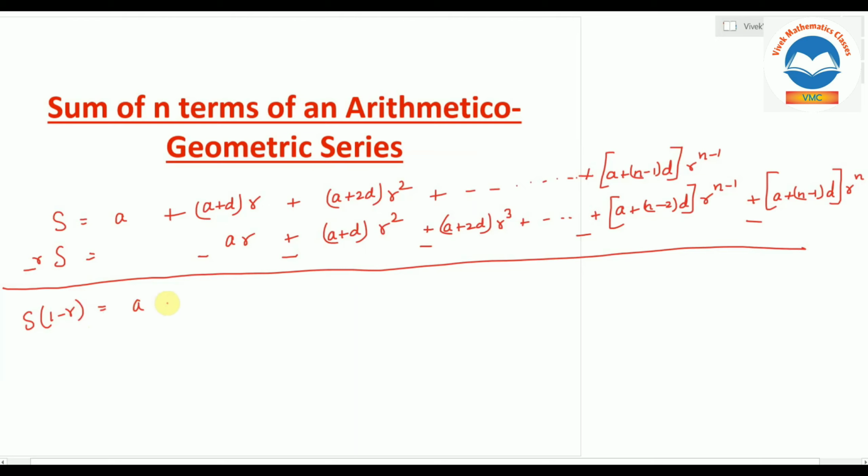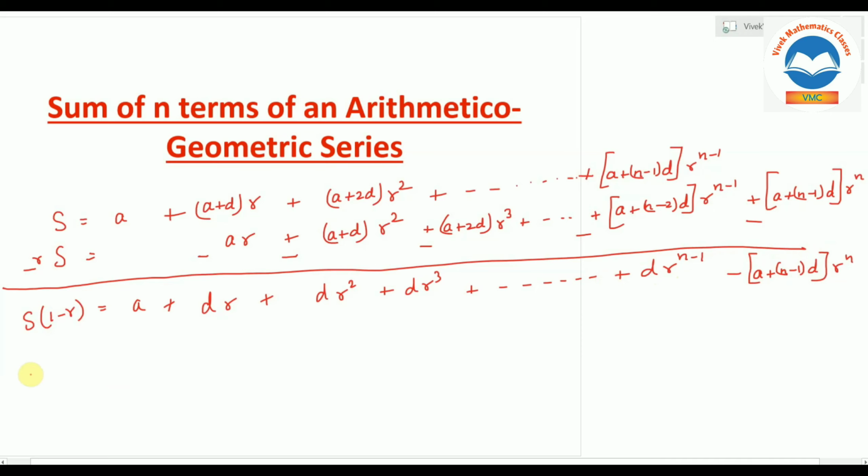And here, A plus D minus A will be D only, so we will get DR. Next plus, what we will get here: A plus 2D minus (A plus D) will be D, so we will get DR square. Next DR cube, same like this. Here also we will get DR to the power n minus 1, and the last will be minus (A plus (n minus 1) into D) whole multiplied by R to the power n.